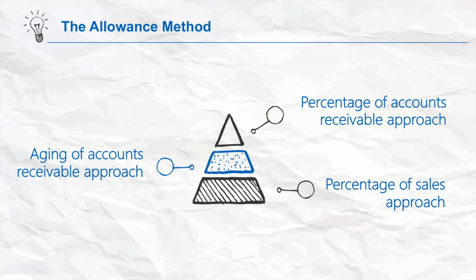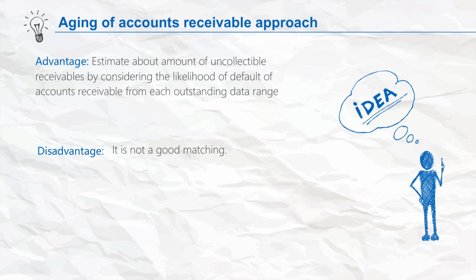There are three basic methods of estimating bad debt expense. Aging of accounts receivable approach. This is a function of the company's receivable balance, while the allowance account adjusts to reflect the estimate of uncollectible amounts from existing accounts. Advantage: it provides an estimate of the amount of uncollectible receivables by considering the likelihood of default of accounts receivable in each outstanding date range. Disadvantage: it's not good matching.